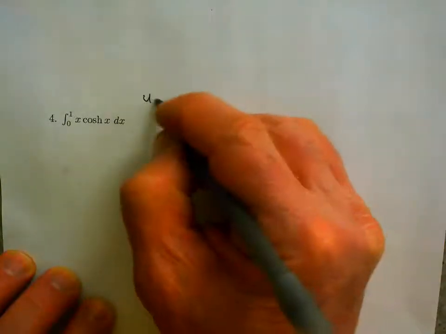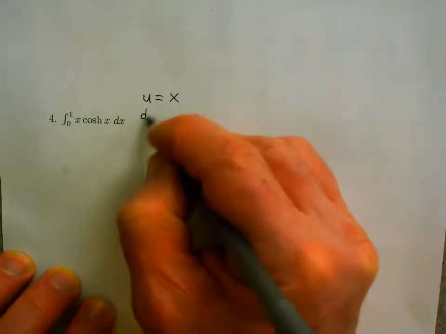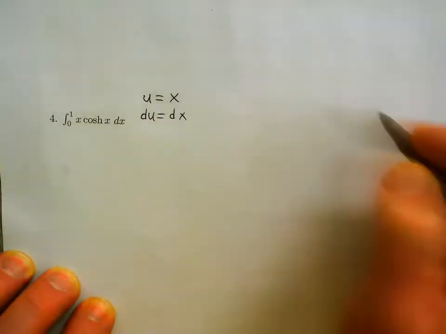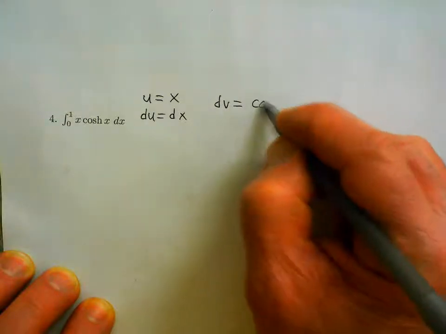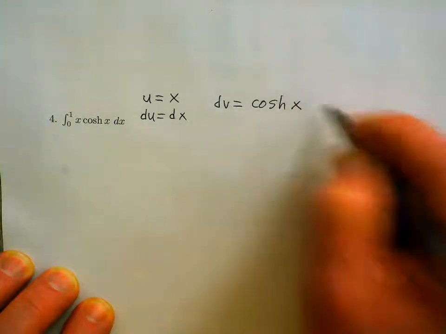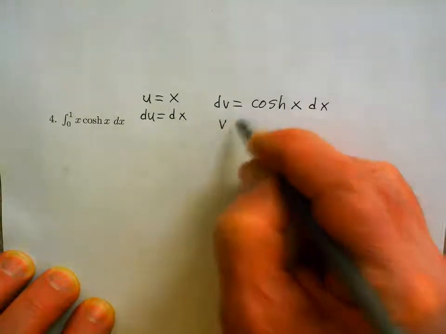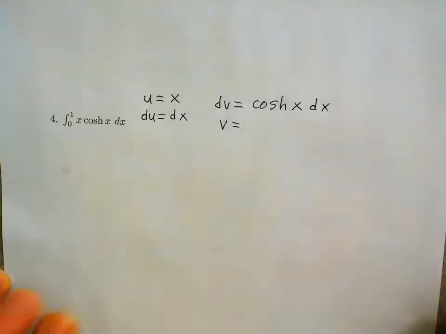If I pick x dx to be dv, then v is more complicated than what I started with. So I probably don't want to do that. So I'm going to pick u to be x, and du is dx. And that leaves us with dv equals hyperbolic cosine of x dx. And what's an antiderivative for hyperbolic cosine of x?